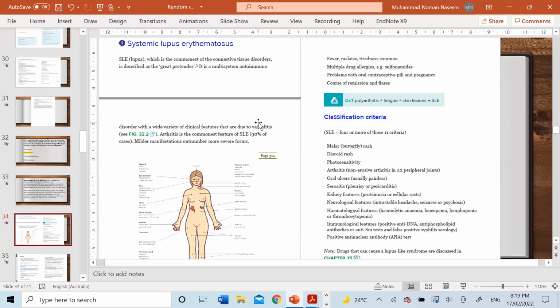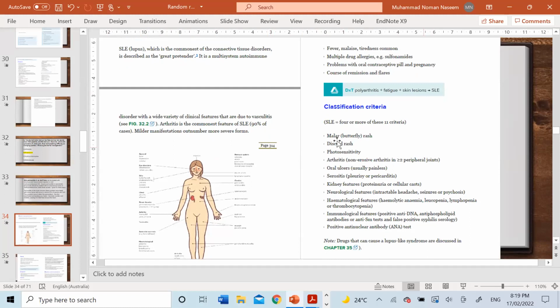SLE, connective tissue disorder, most common in the females, autoimmune one, arthritis, most common feature, fever, malaise. We have the diagnostic criteria of the malar rash, discoid rash, photosensitivity, arthritis, oral ulcer, serositis, in which there is pleurisy or pericarditis. Then there are kidney features, neurological features. There are some hematological features. Immunological features means there is positive anti-DNA, anti-phospholipid antibodies, anti-Ro, anti-La, anti-Smith, and false positive syphilis serology. ANA is a diagnostic criteria. All right.